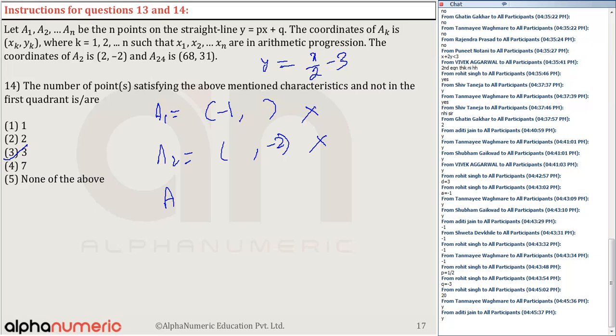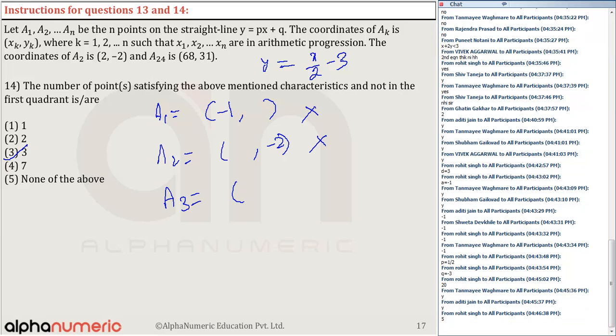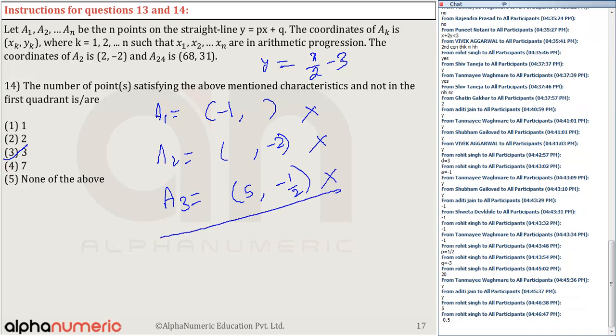Let's check A3 also. What is the x coordinate of A3? 5. And what is the y coordinate? 5/2 minus 3, which is equal to -1/2. This also will not satisfy. And after these three, all of them will always be positive. So only the first three coordinates A1, A2, A3 will not satisfy.